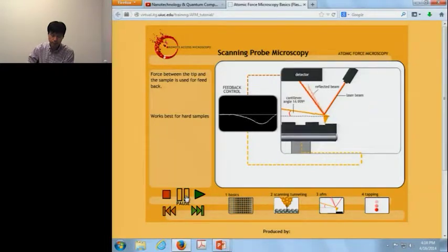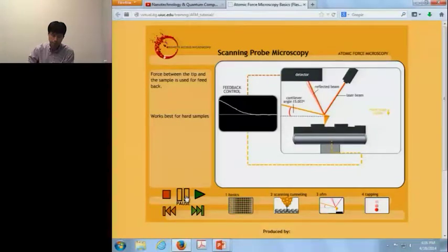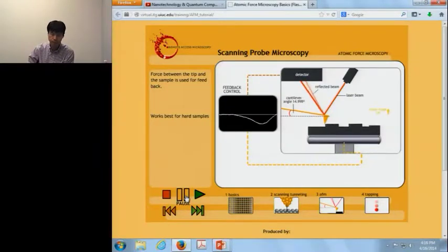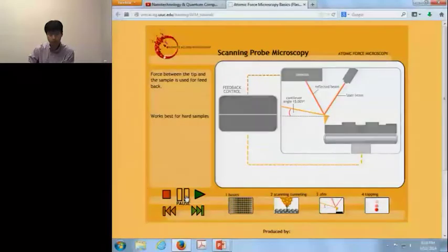The topography image is created from the path of the sample moving up and down, while the deflection image is based on the deflection of the tip. The AFM operator adjusts the feedback controls to minimize the deflection of the tip, increasing the accuracy of the topographic image. So this specific technique of the AFM technology that this video showed you was contact mode.